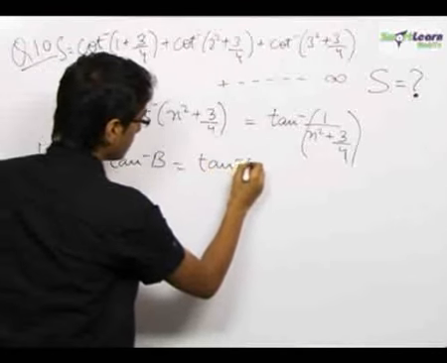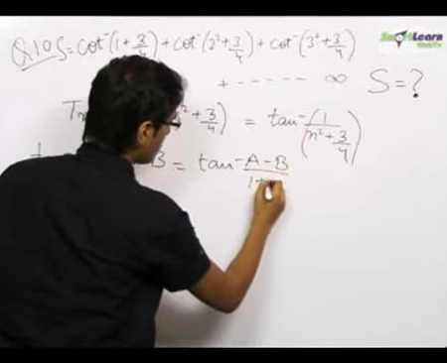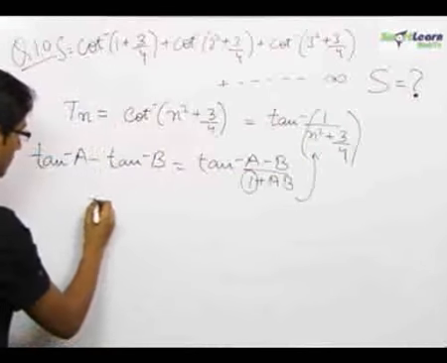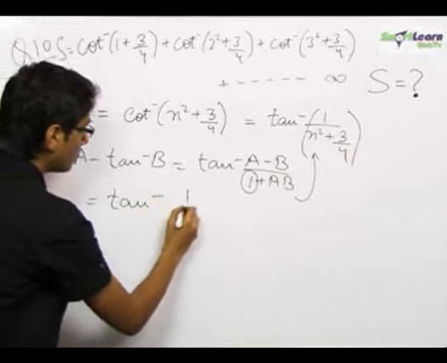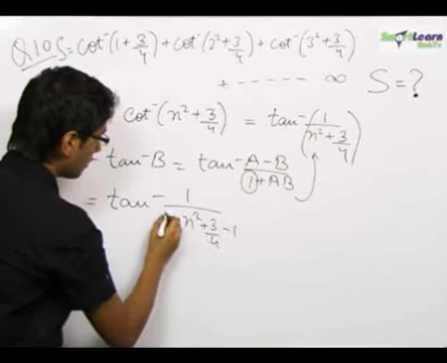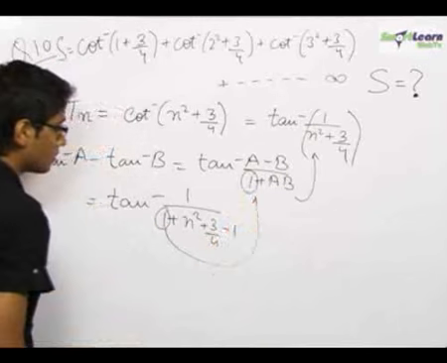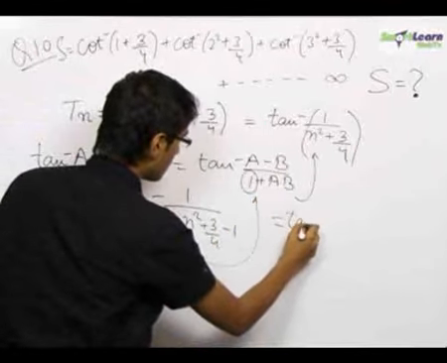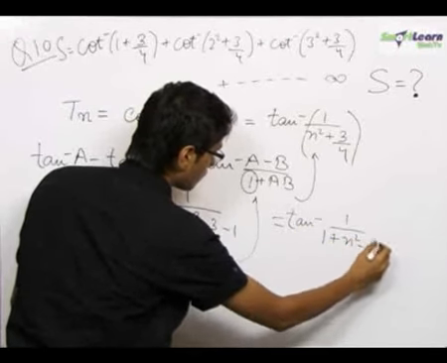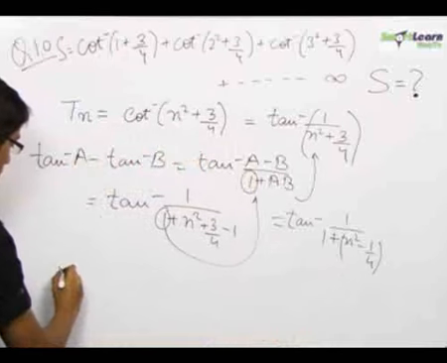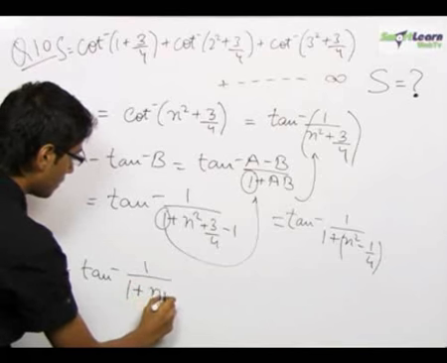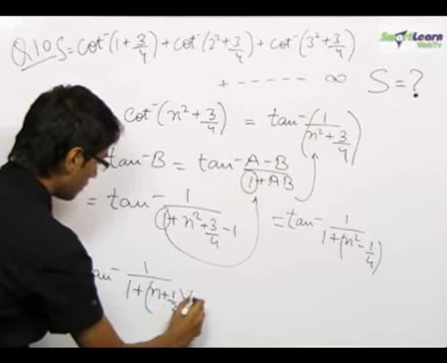Tan inverse A minus B upon 1 plus AB. So we try to create a 1 in the denominator. We add and subtract a 1 in the denominator just to create the one term which is present in this formula. This becomes tan inverse of 1 upon 1 plus n square minus 1 by 4, which becomes tan inverse of 1 upon 1 plus n plus half into n minus half.